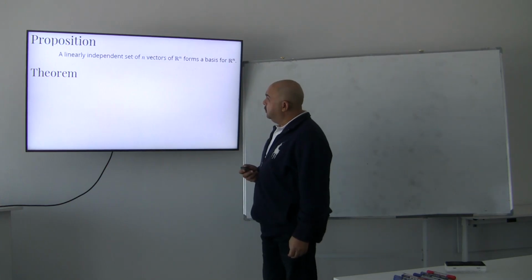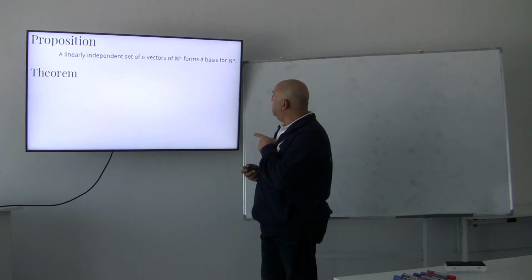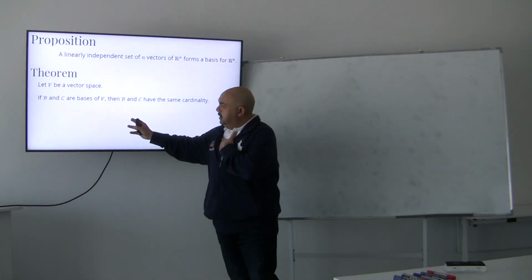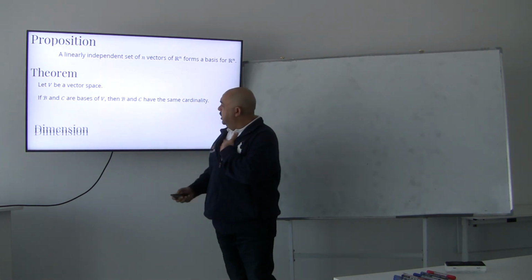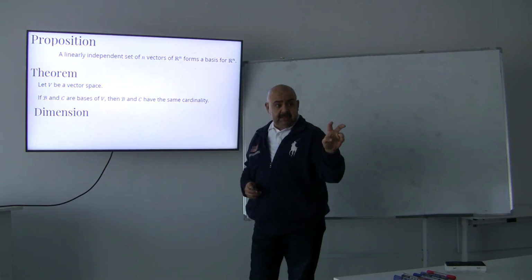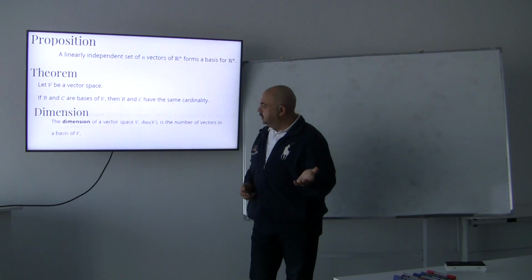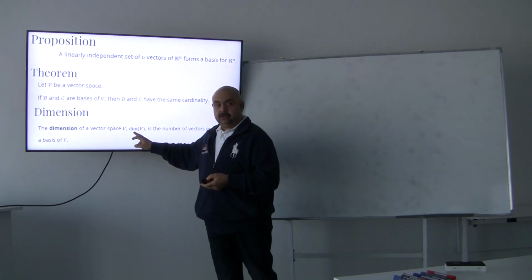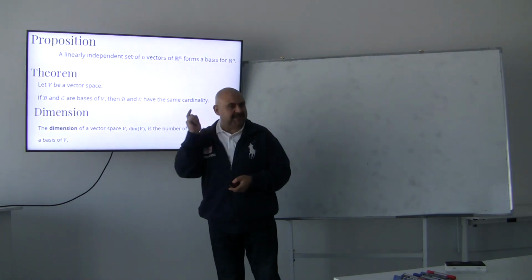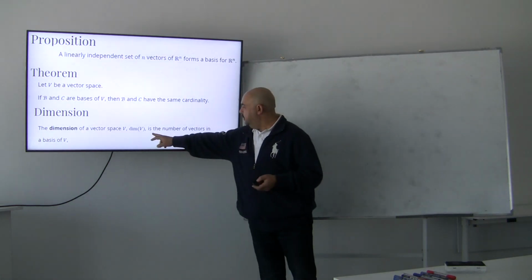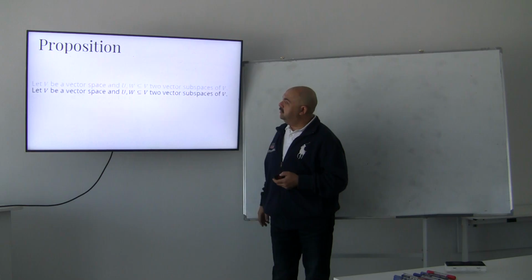Now we have a proposition: a linearly independent set of n vectors of Rn forms a basis for Rn. Let V be a vector space, and B and C are bases for V. Then B and C have the same cardinality. If you have two bases, then both of them are equally valid for the formation of any coordinates of any vectors. What's the dimension of a vector space? The dimension of a vector space is the number of vectors in a basis. The number of vectors that exist where? In your basis. Okay? The dimension of V is the number of vectors in the basis of V.